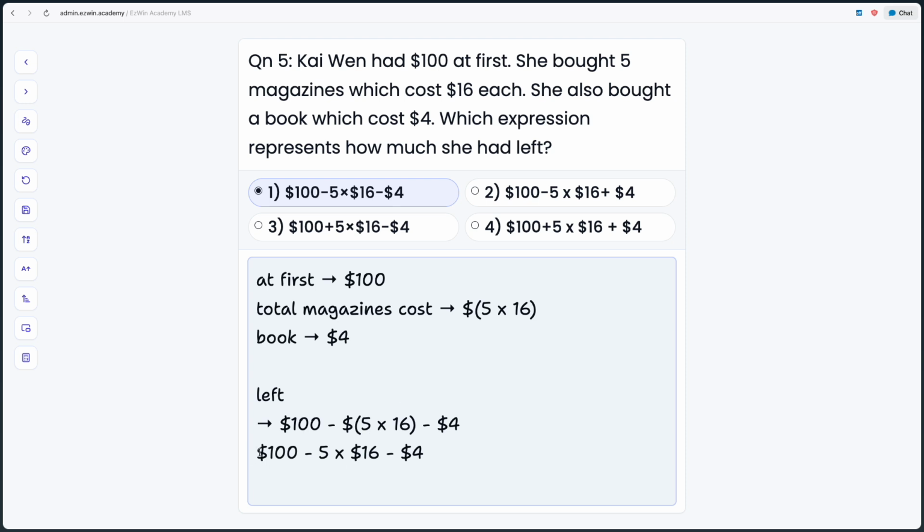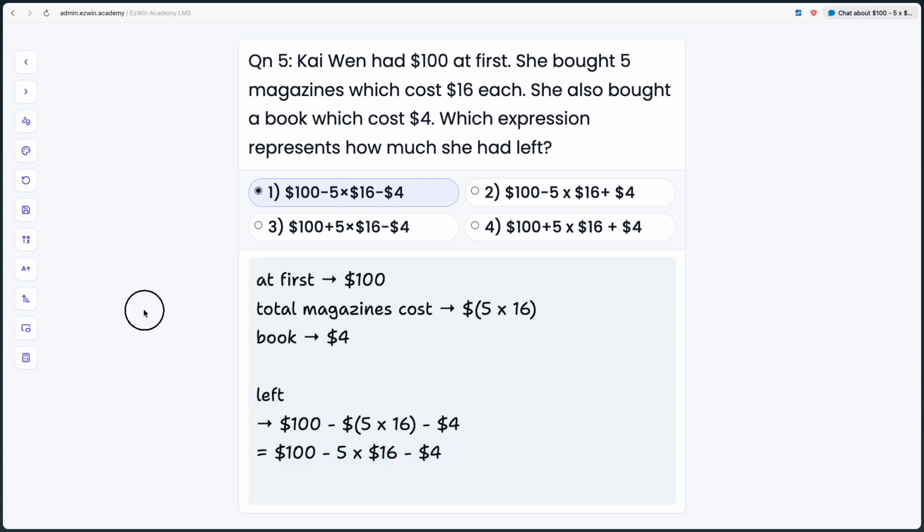So the answer to this question will look something like this. So there's no add, there's only minus. So in this case, option number 1 is the answer. All right, let's move on to the next question.